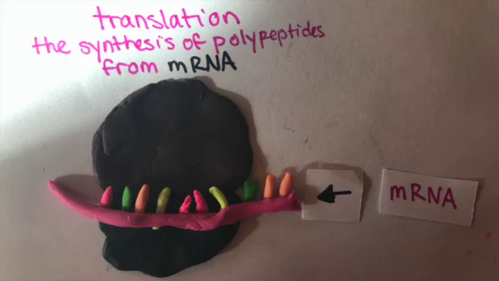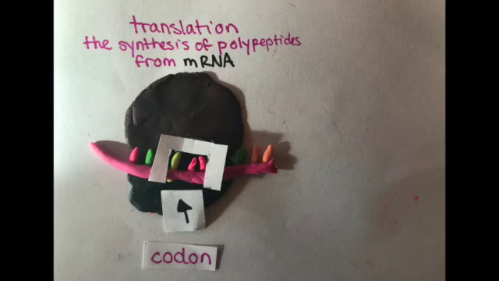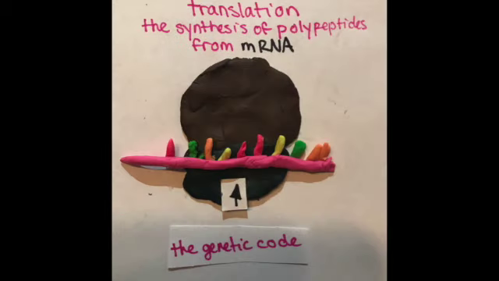The mRNA travels to the ribosome to synthesize polypeptides, and it attaches to translate. A sequence of 3 nitrogenous bases on the mRNA makes up a codon. Each codon codes for a specific amino acid to be added to the polypeptide, and the codons together make up the genetic code, which is the rules living organisms use to translate information encoded in genetic material into proteins.